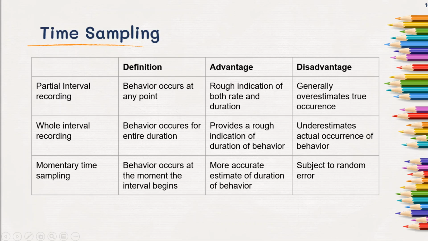And then lastly, we have momentary time sampling. This describes when you mark down if the behavior occurs at the moment the interval begins. The advantage to this method is that it's a more accurate estimation of the duration of behavior, especially compared to whole interval. However, it can be subject to random error.